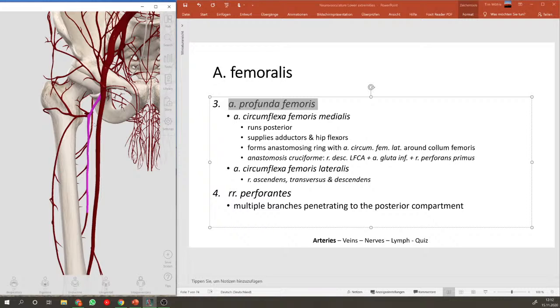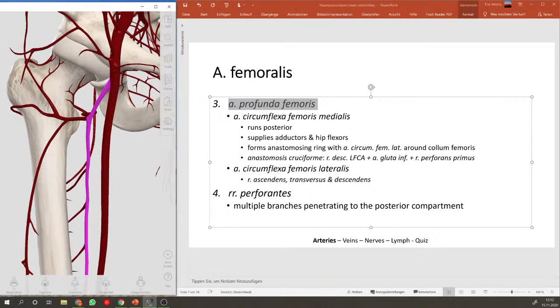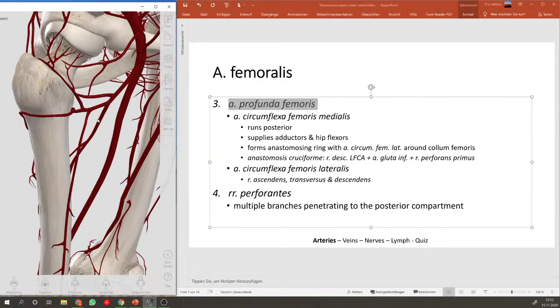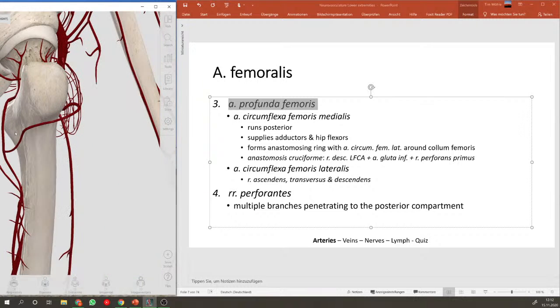Now, arteria profunda femoris will give off two branches, arteria circumflexa femoris medialis and arteria circumflexa femoris lateralis. So you have the lateral femoral circumflex and the medial femoral circumflex artery. The medial is the one that will go a little bit to the posterior direction, so this one right here. And the lateral will go to the lateral side. And similarly to the circumflex arteries of the humerus, they will anastomose and form a ring around the bone. In this case, the femur, of course.